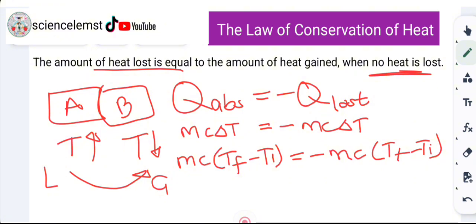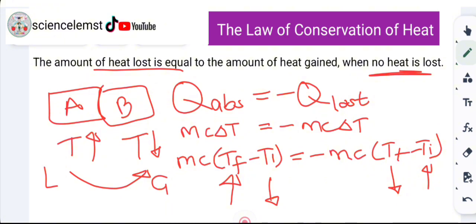Another way you can identify this is look at the temperature changes. The one that is going to absorb the heat is going to have a lower initial temperature but a higher final temperature. The one that is going to lose is going to have a higher initial temperature and a lower final temperature. So this is how you need to be able to identify which one absorbs and which one loses. Because if you get it wrong, your whole problem or your whole solution is going to be incorrect.